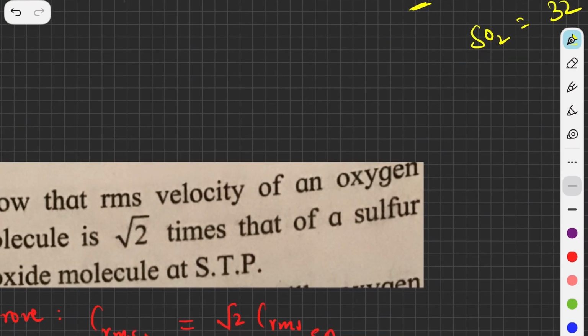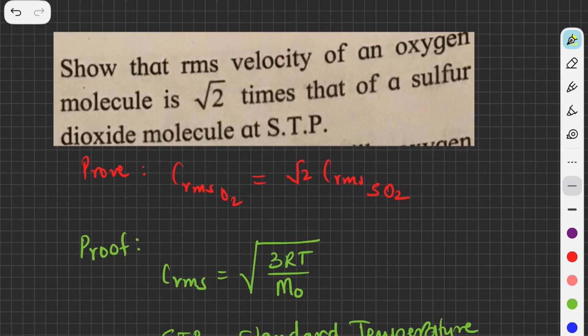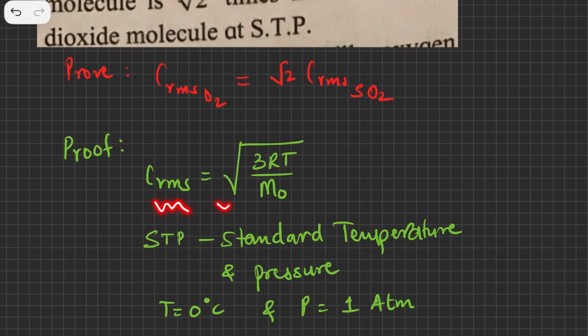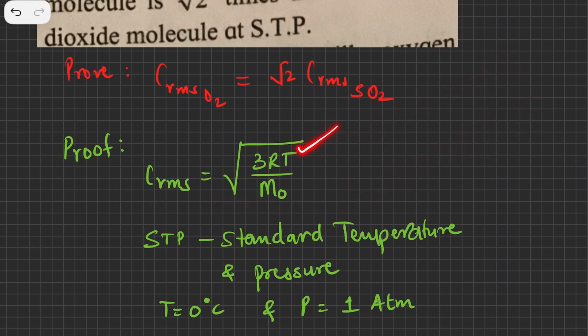And let's see, going back to the same question. Now, CRMS is equal to the square root of 3RT by M0, where R is the universal gas constant and its value is fixed, 8.314 joules per mole Kelvin. Its value will not change. T stands for temperature and M0 stands for the molar mass.